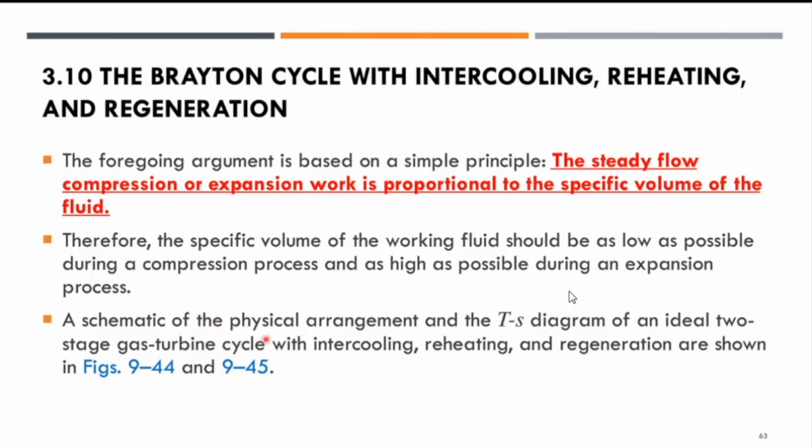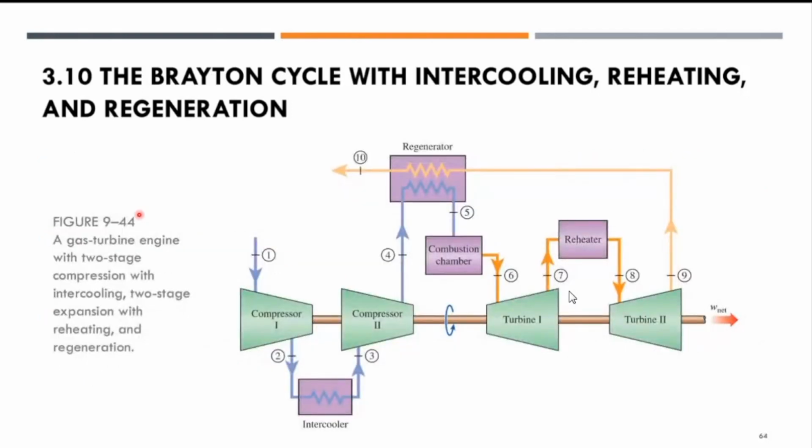A schematic of the physical arrangement and the T-S diagram of an ideal two-stage gas turbine cycle with intercooling, reheating, as well as regeneration is shown in figures 9.44 and 9.45. Let us look into the figure. Figure 9.44 shows a gas turbine engine with two-stage compression. You have one compressor and another compressor where we put an intercooler in between, and then two-stage expansion with reheating, and regeneration.